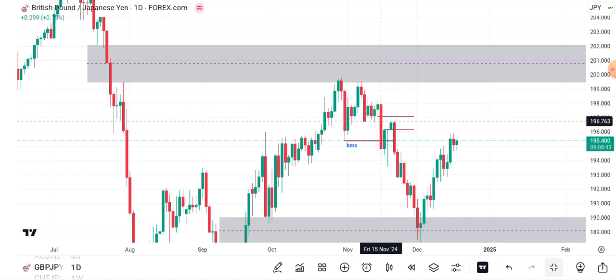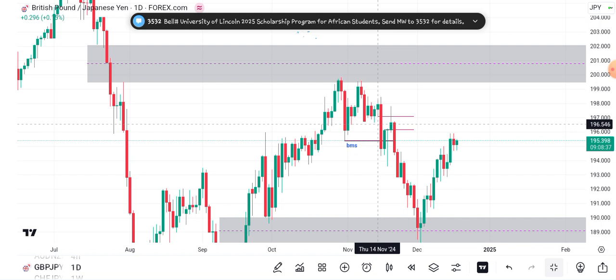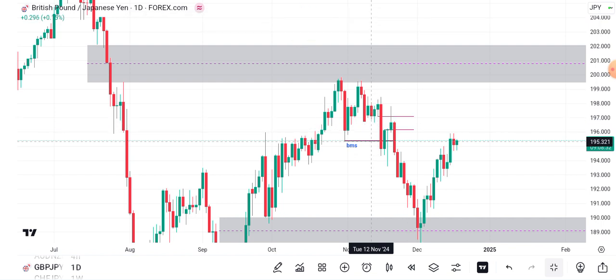This candle formed on the 14th of November, and this candle formed on the 15th and 16th and the 18th of November. These three candles are the candles that form the fair value gap.